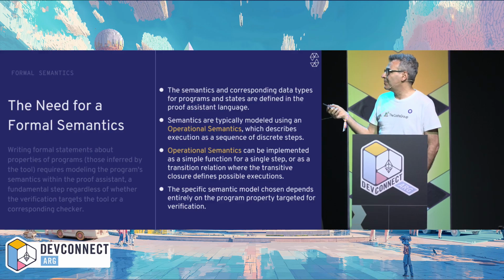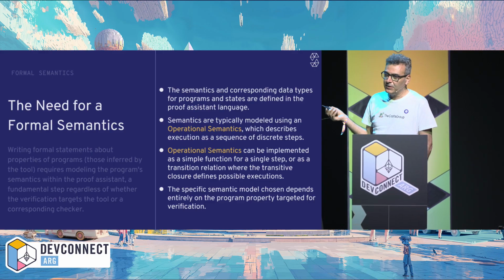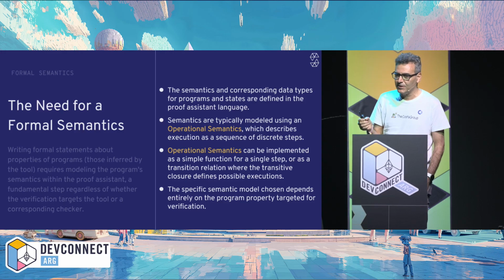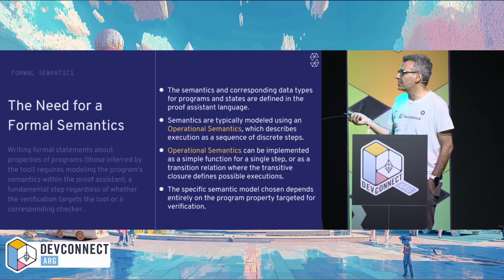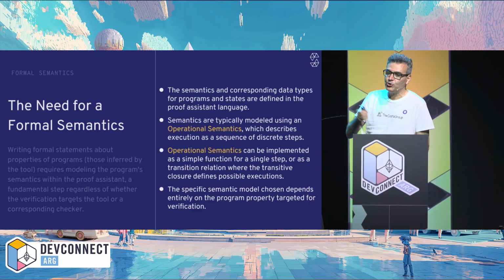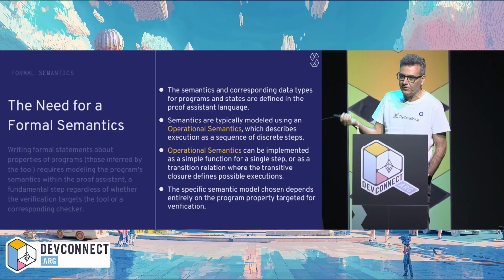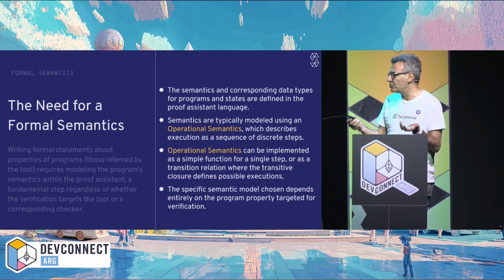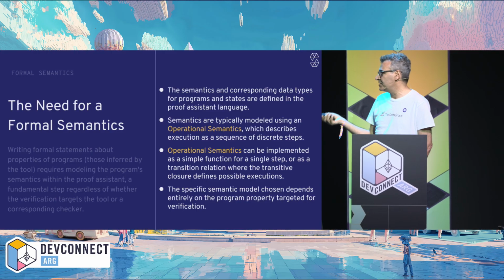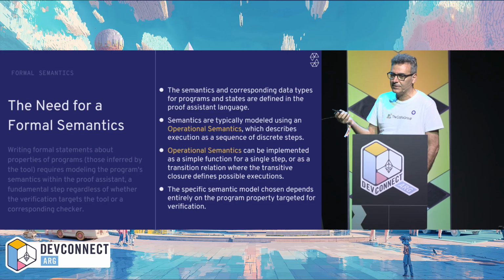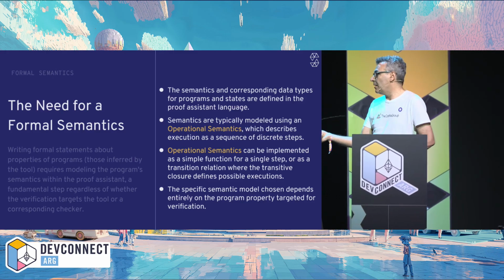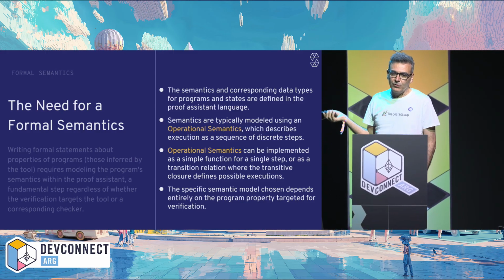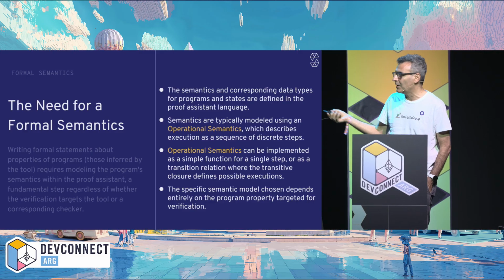Okay? The semantics that we usually use is operational semantics, which describes discrete execution steps, how from one state we can move to the next state. And these operational semantics can be defined either as an executable function, so you can execute the semantics like writing an interpreter, or it can be defined as a relation. Simply, you define a logical relation between a state and the next state. And in this case, the transitive closure of the relation represents the executions. Okay? So apart from operational semantics, we can also define other kinds of semantics. This depends on the property that we are interested in verifying.